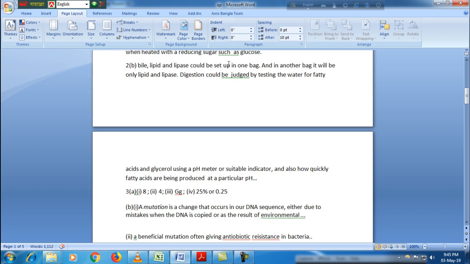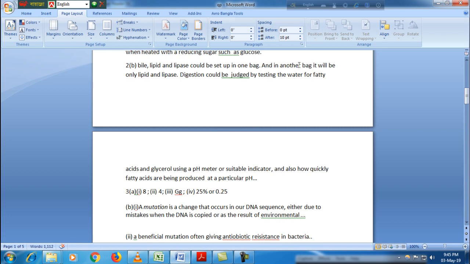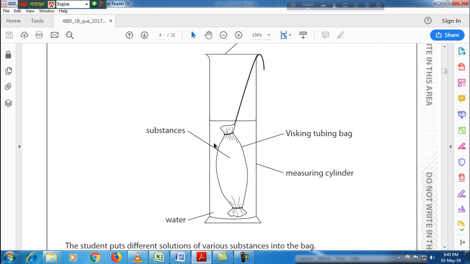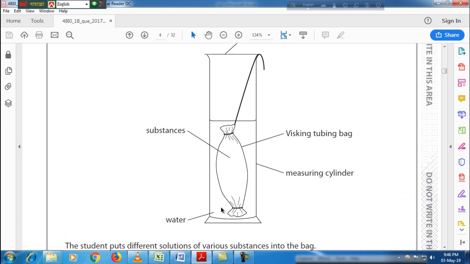So in one bag, whenever we are giving bile, lipid and lipase, there will be a reaction and the lipid will be broken down and it will form fatty acids and glycerol. It will then transfer from the bag to the water. And in another bag, it will be lipid and lipase. There will be no bile. And over there also, as lipase is an enzyme, it will break down lipid into fatty acids and glycerol. Now in the water we will find fatty acids and glycerol.